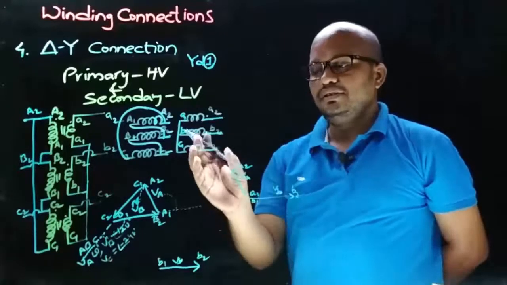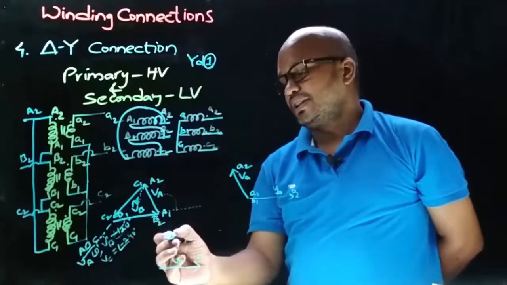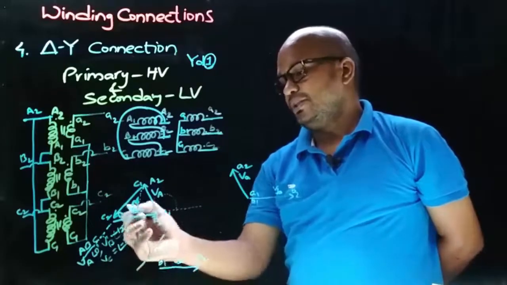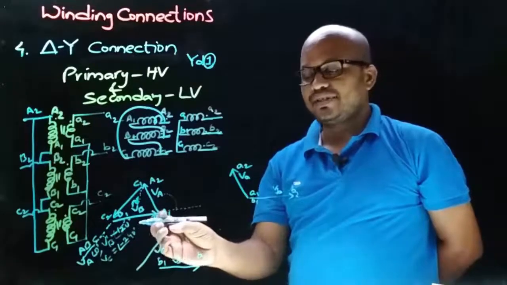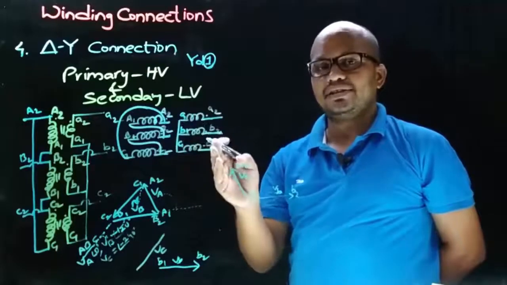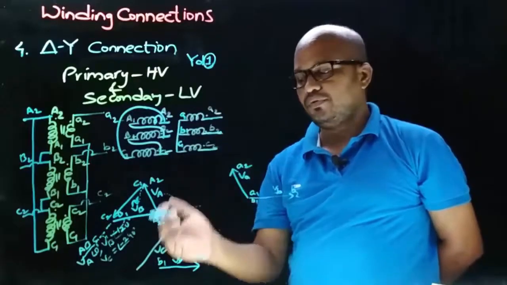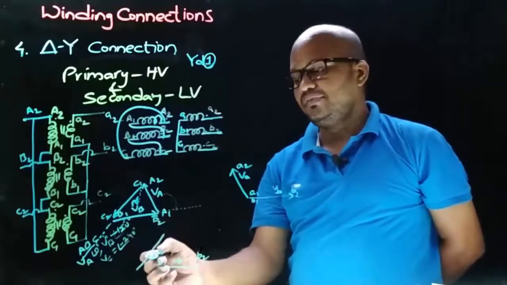Now let's draw the secondary side VC phasor, drawing it parallel to the primary side VC phasor. And now let's decide the direction of the secondary side VC phasor. As the connections on the primary side and secondary side are taken on dot ends, the secondary side VC phasor direction will be the same as that of the primary side VC phasor.